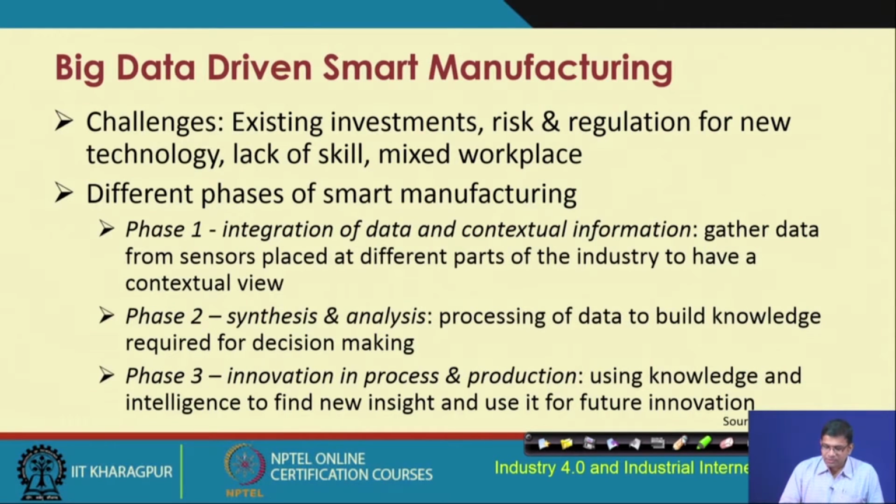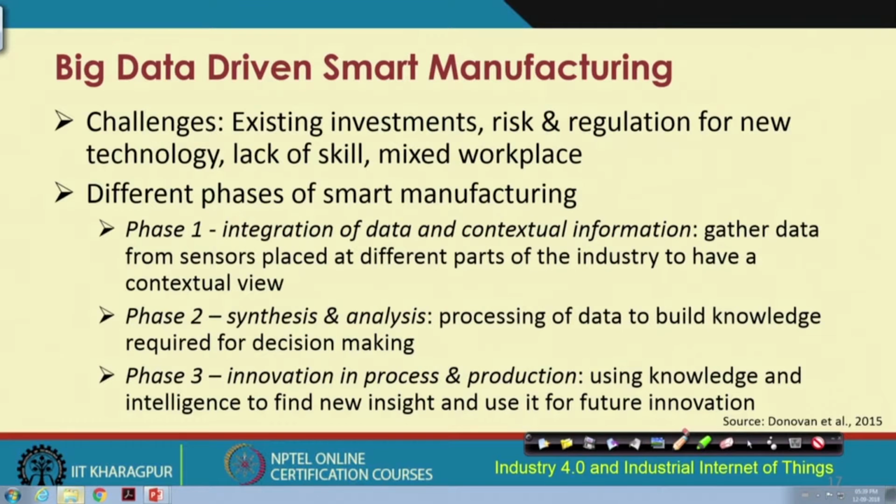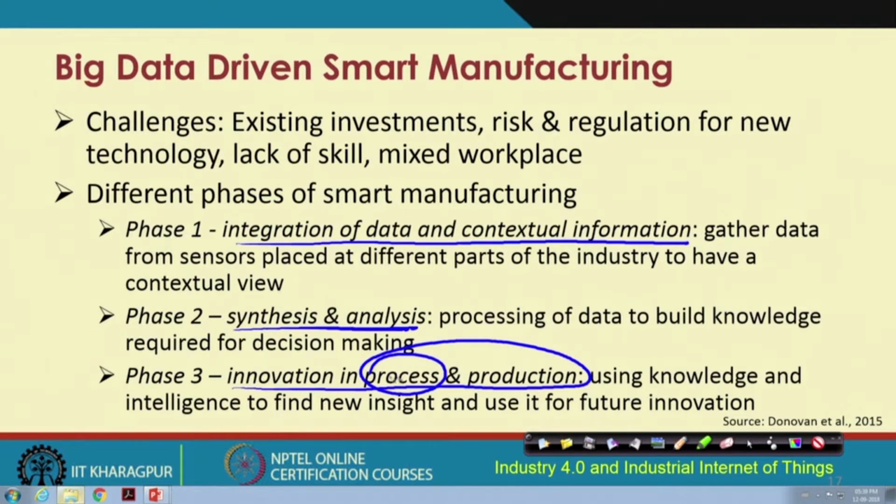There are different parts of the smart manufacturing system. One is the component of integration of data and contextual information. Second is the component that deals with the synthesis and analysis of the data, and the third component talks about innovation in the process and the production, so process component and production innovation. Innovation will come through the use of knowledge and intelligence for deriving new insights and correspondingly making different predictions, which will lead to different innovations in the future.